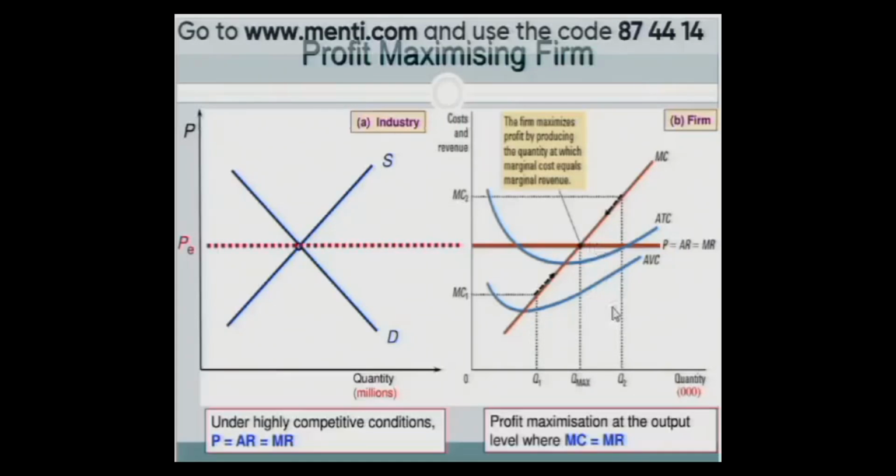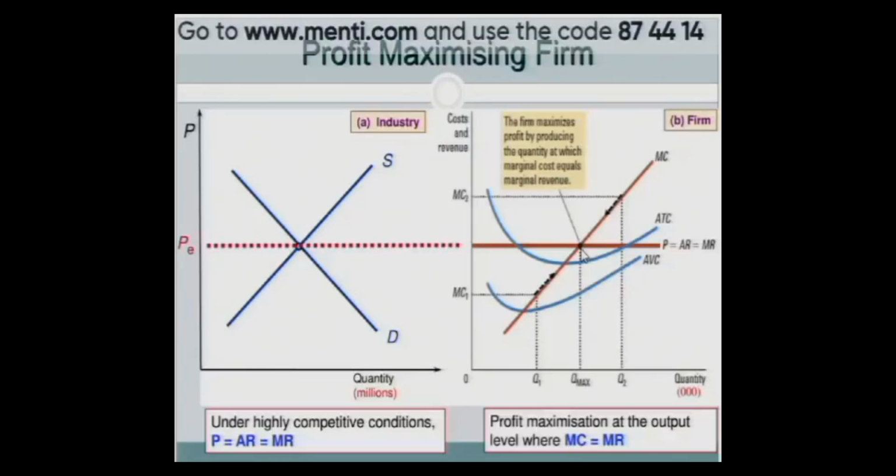Now, let's say a firm starts at this point where Q2 quantities are produced. But then marginal cost is above the price point, so making this product is not profitable. Making that additional unit is not profitable. So they reduce quantities produced until they settle at the point where marginal revenue equals marginal cost. That's the point where their profit is maximized.